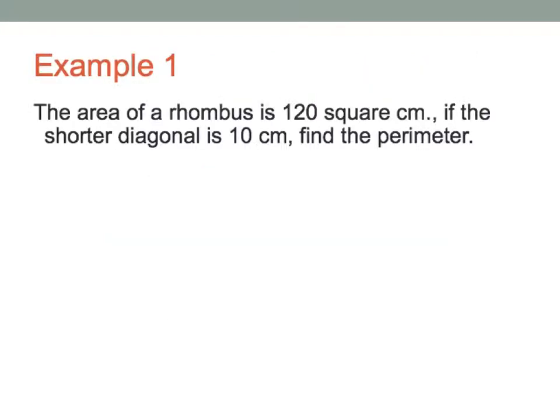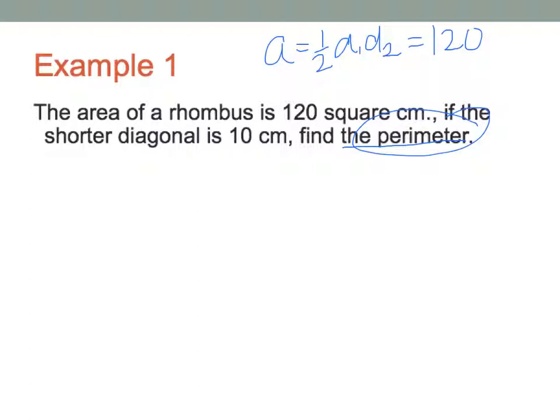Okay, example 1. The area of a rhombus is 120 square centimeters. And so we know area is 1/2 times the length of diagonal 1 times the length of diagonal 2. And it's saying that this is equal to 120. And the shorter diagonal is 10. Underline, find the perimeter. And this here tells me that I need to find the length of all the sides. Now it's a rhombus, so all 4 sides are equal. Let's draw this in now.